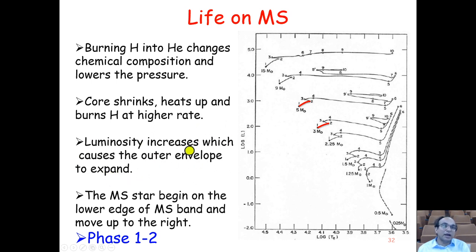This tries to expand it. If it expands, it will slightly increase its radius, but with a small decrease in the temperature. With this combination, it goes from 1 with a slight increase in the luminosity as well as a decrease in the temperature here. So this is phase 1 to 2 in the evolutionary track of the star.